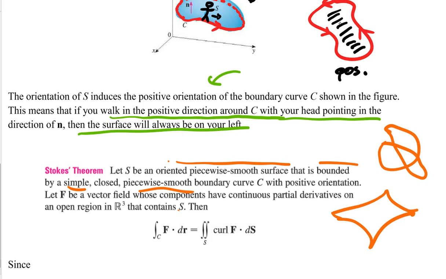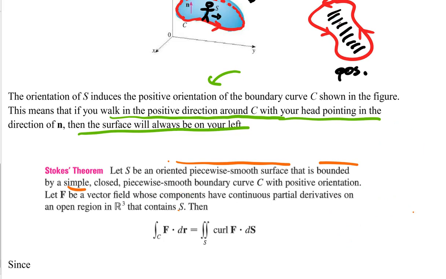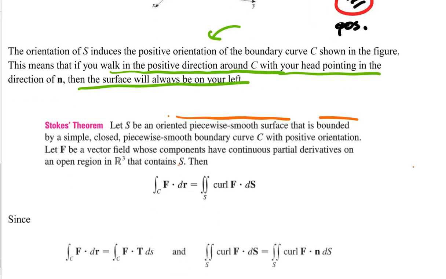If there is a kink, then you have to split it up into different curves. Okay. All right, so it's smooth. And then positive orientation, we talked about that. F is a vector field whose components have continuous partial derivatives.